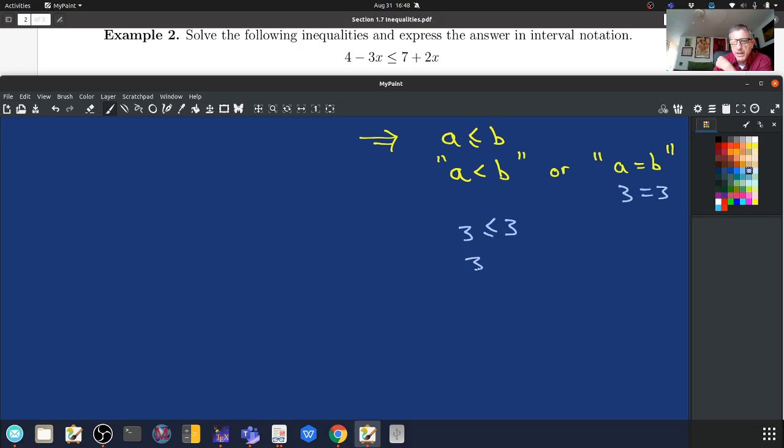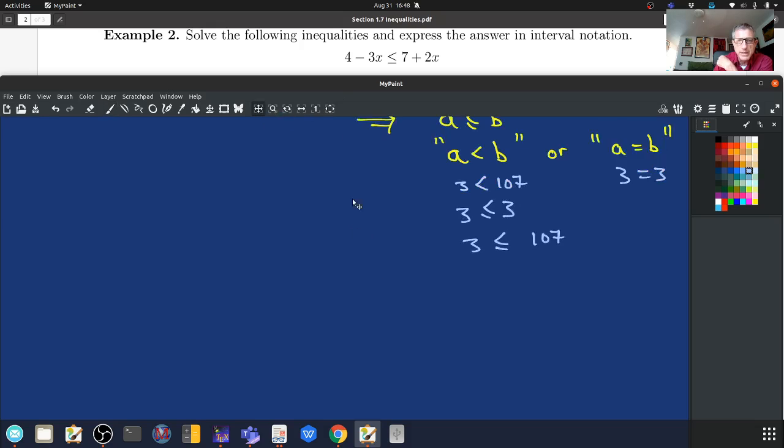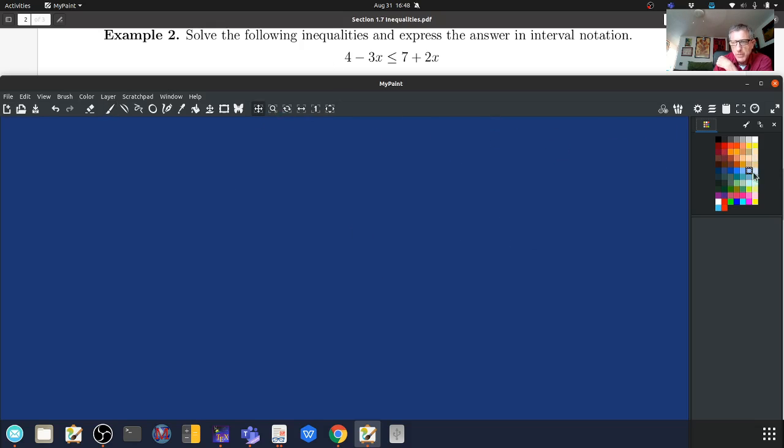If I write 3 is less than or equal to 107, that's a true statement because 3 is actually less than 107. So that's all I'm going to say about that, just in case. So this is example 2.